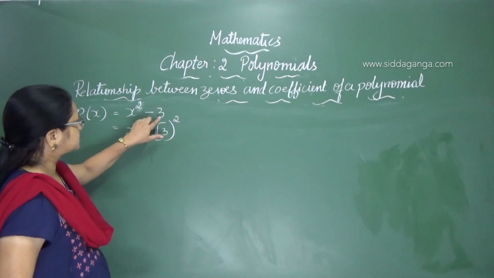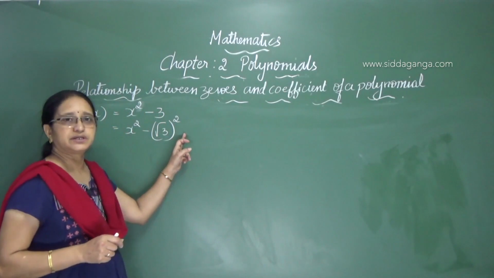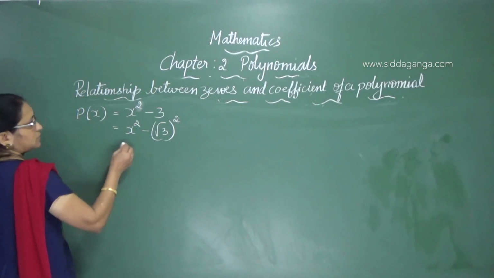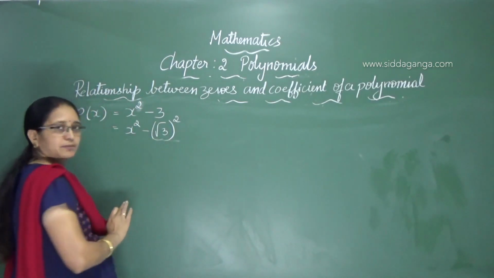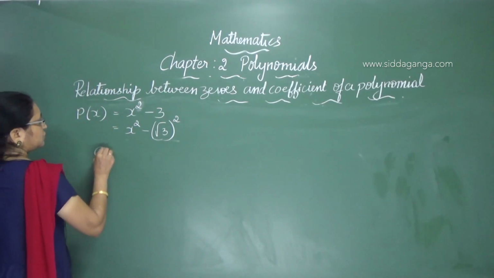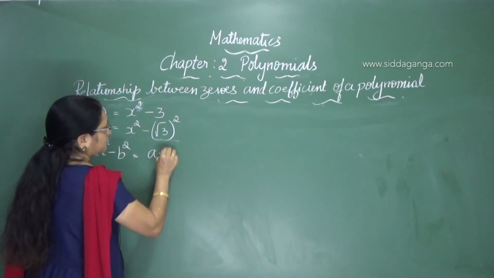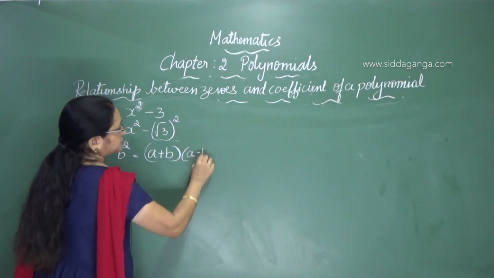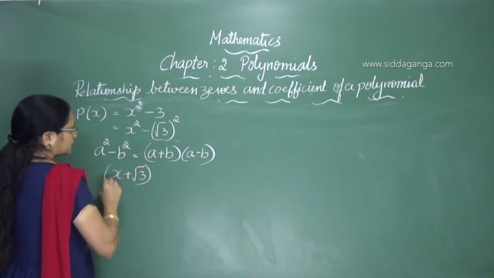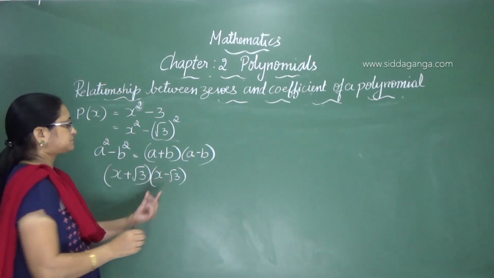This can be written as x square minus root 3 whole square. When you write root 3 whole square, root 3 into root 3 is root 9, and root 9 means nothing but 3. Now can you tell me which identity you have learnt in the lower classes this is in the form of? It is in the form of a square minus b square. A square minus b square means a plus b into a minus b. So this can be written as x plus root 3 into x minus root 3.